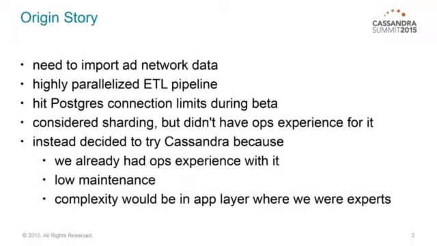In order to import all of this ad network data, we have a highly parallelized ETL pipeline. This ETL pipeline brings in two kinds of data. One kind of data we're not going to worry about here today, which is ad performance data. This is data like how many clicks an ad had, how many impressions it had, conversions, and so on. That data is important and interesting, and we actually spent a lot of time building an application on top of Cassandra that works with all of it.